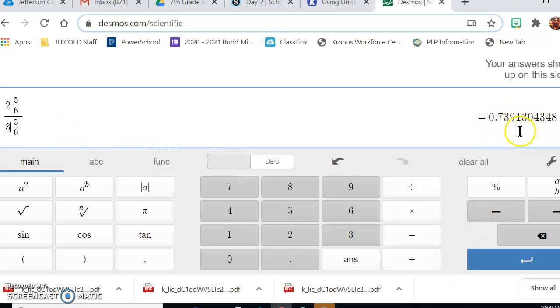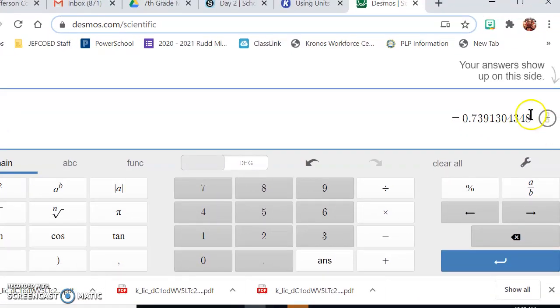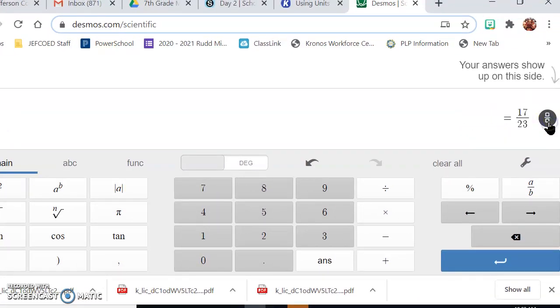Notice right here, it gives us a decimal. In order to change it into a fraction, just click that button right there. So 17 over 23. Now, we really want a unit rate, so we can keep it as this decimal right here. And I'm going to round it 0.74.